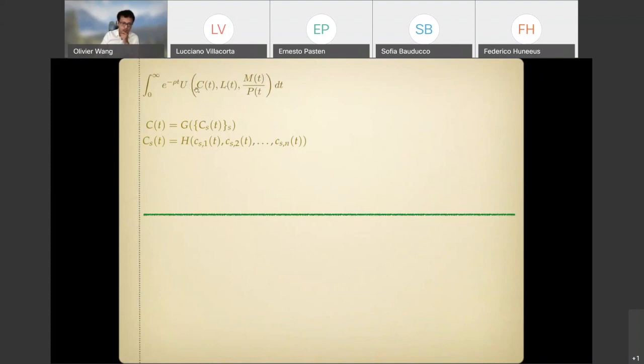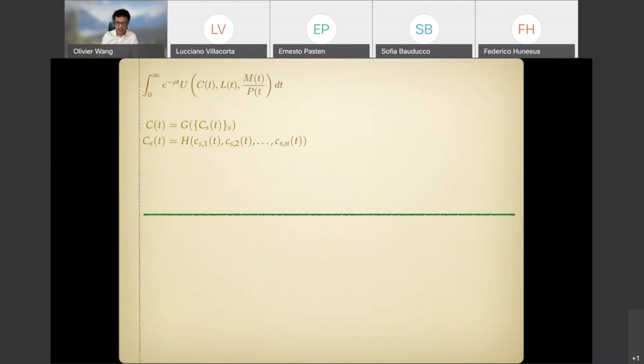So going back to the setup here, I hope you can see the pointer. Here the utility is over consumption, labor, and real money balances. And so aggregate consumption is this aggregator of sectoral consumptions. As I said, S here is between 0 and 1, there's a continuum. Now, each sectoral consumption basket is itself an aggregator of n differentiated goods produced by the n firms in the sector. So a sector S has n firms, and they each produce a different variety, and you aggregate these.